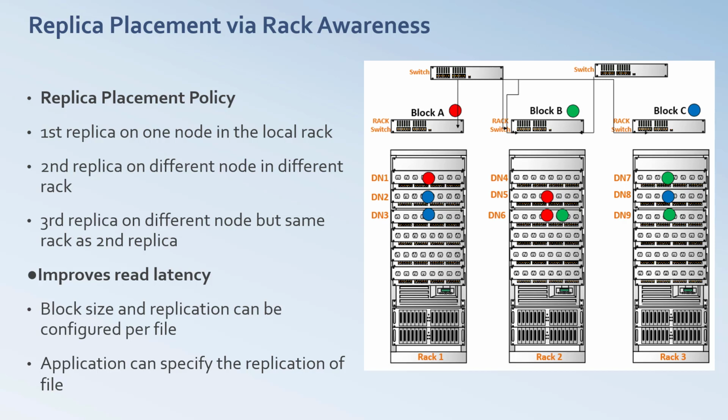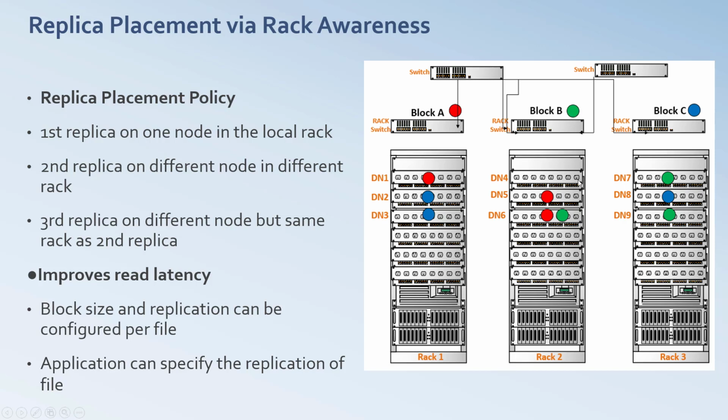Hadoop architects designed it in such a way that there is a trade-off between high availability and the data transfer times. Data is always placed in 2 racks. Please note this carefully. Data is always placed in 2 racks. As you can see here, the first replica of block A, which is red, is placed in data node 1 of rack 1, and the second and third replicas are placed on a second rack, but on 2 different nodes, data node 5 and data node 6.